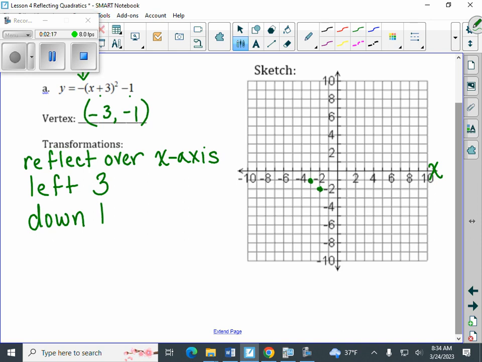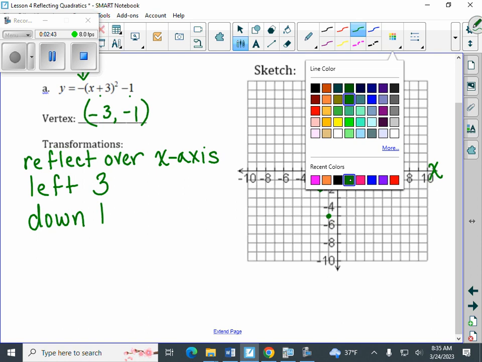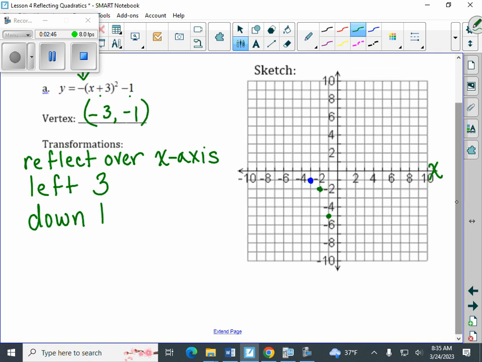2 spaces to the right and 4 up, except the 4 up now is going to be 4 down. 1, 2, 1, 2, 3, 4. And once we get the pattern on the right, the pattern on the left is the same. And when I say on the left, we're counting from the vertex. So from this point right here, we get 1 space to the left and 1 down, 2 spaces from that blue dot and 4 down, and here is our quadratic.